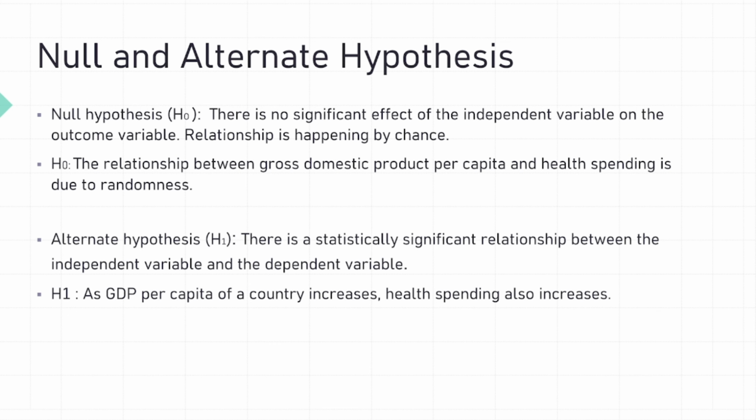And then we have an alternate hypothesis. And our alternate hypothesis is that there is indeed a statistically significant relationship between the independent variable and the dependent variable. In other words, our alternate hypothesis is saying that something is actually going on here, and what is going on is that as GDP per capita of a country increases, health spending is also going to increase. So the null hypothesis is contrary to the alternate hypothesis.